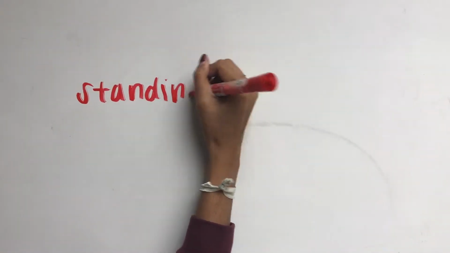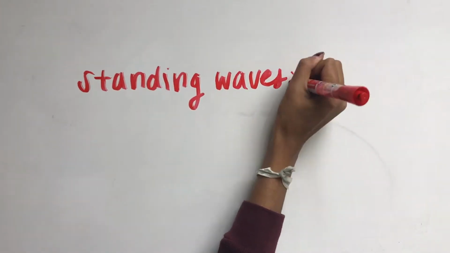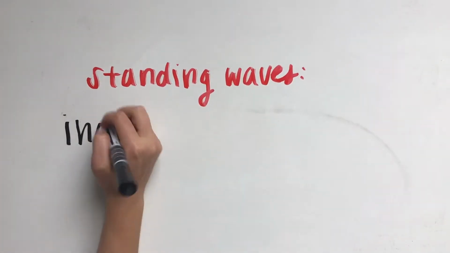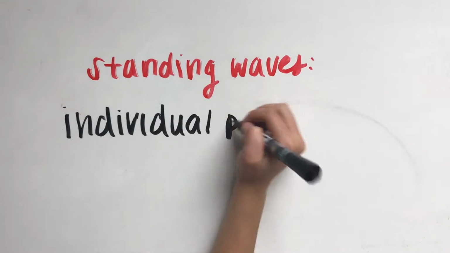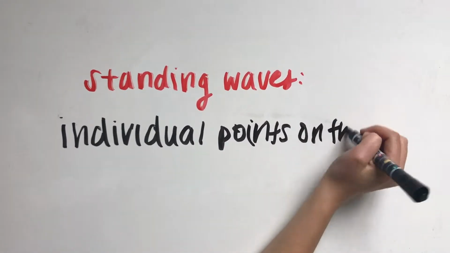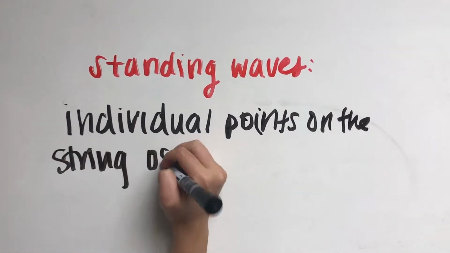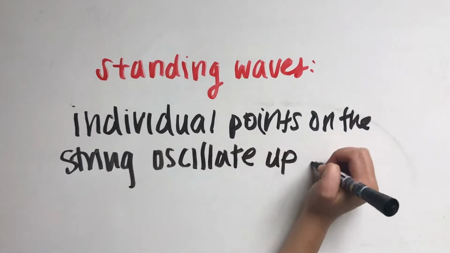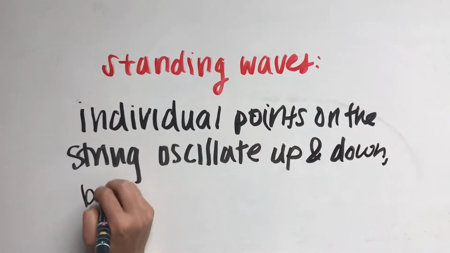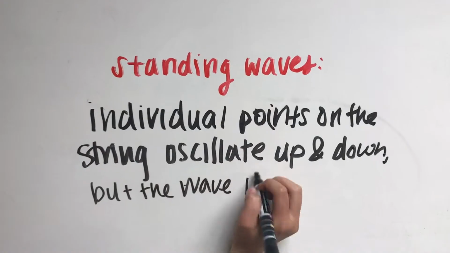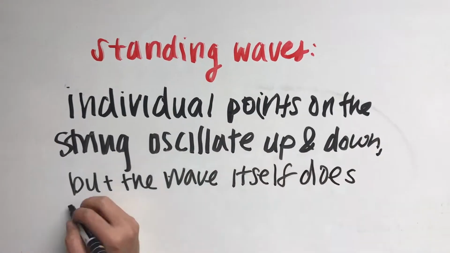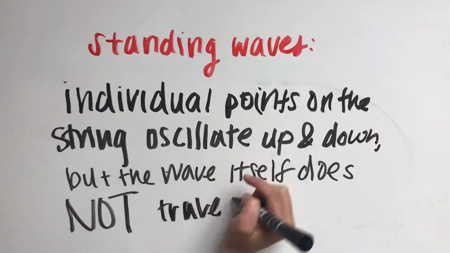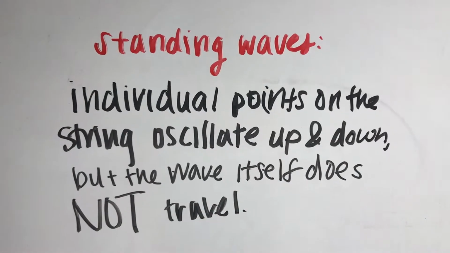Next, we'd like to talk about standing waves. Standing waves are defined as individual points on the string that oscillate up and down, but the wave itself does not travel. When plucking the violin, a disturbance is generated which creates standing waves in the string. The standing waves in the violin strings produce the stable, controlled vibration and create the sound the violin ultimately makes.